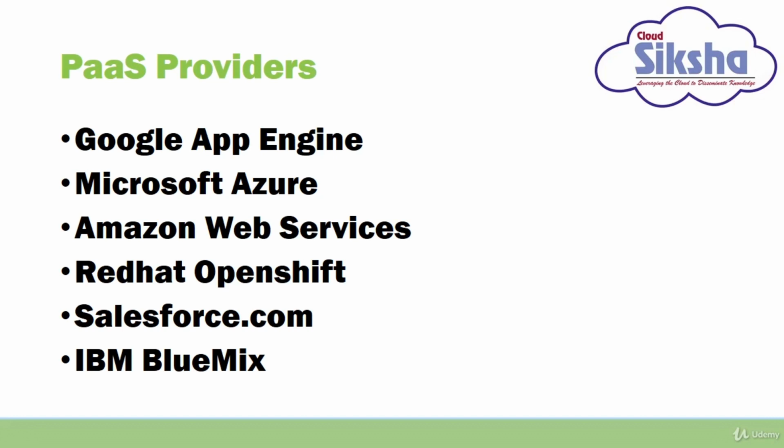Google App Engine is a major PaaS provider. Microsoft Azure by itself provides a lot of platform as a service, as does Amazon Web Services. Red Hat OpenShift is also a major PaaS provider, and the one who has been there for a long time is Salesforce. Salesforce has a well-known platform called Force.com, which is a PaaS platform which can be used. And IBM Bluemix, with its Watson lab capabilities, is also a very important PaaS provider, and Bluemix is being used quite extensively by many people.